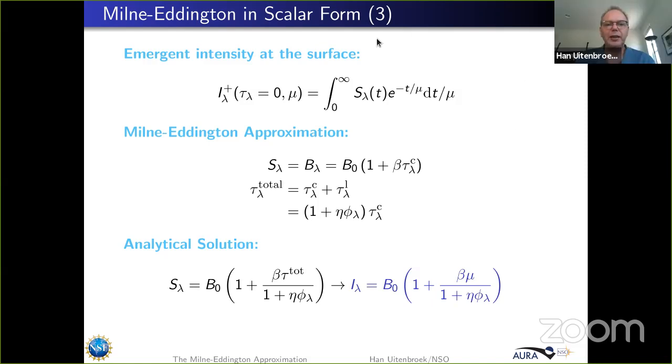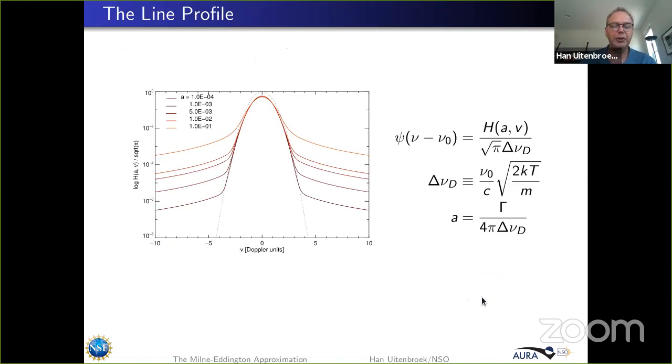So again, if we are following the equations and we are aware of the assumptions that we make, then we predict that the emergent intensity is this function of what will turn out to be 5 parameters of the atmosphere, 5 values of physical parameters in the atmosphere, namely B0, beta, eta, and 2 values that determine the line profile.